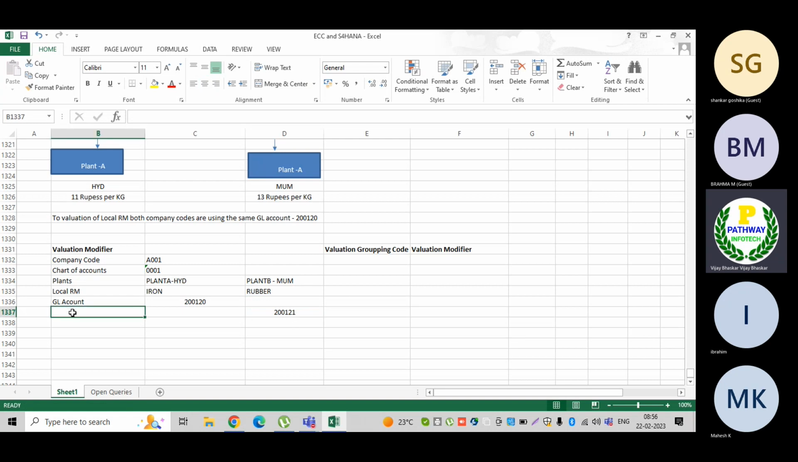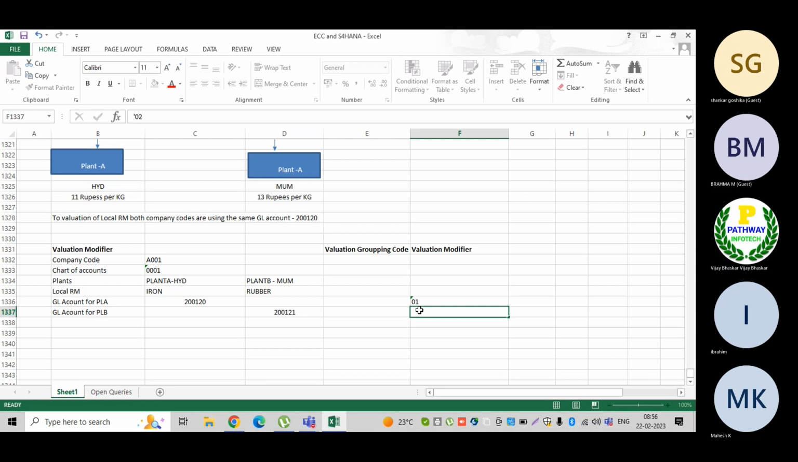The GL account for plant B, and the GL account for plant A. This is the GL account for plant A, and this is the GL account for plant B. In this situation, how am I going to specify the valuation modifier? The valuation grouping code is not required here. I will specify, let us assume, just as an example, 01 for this one, and 02 for that one.